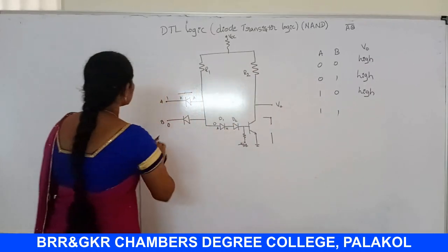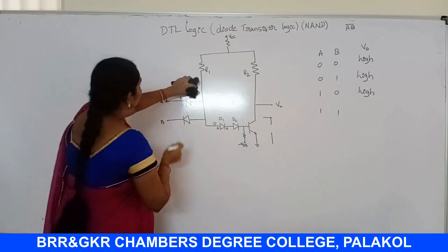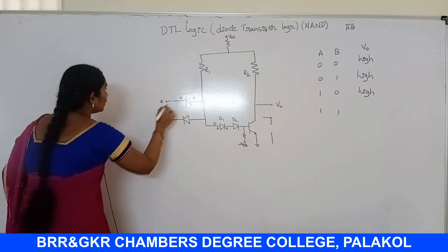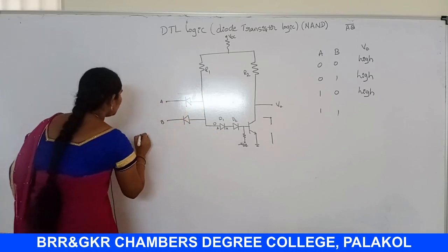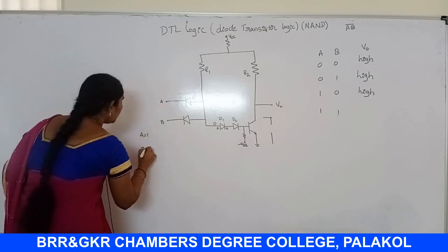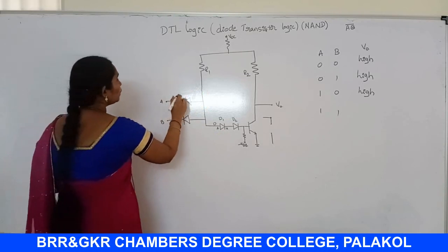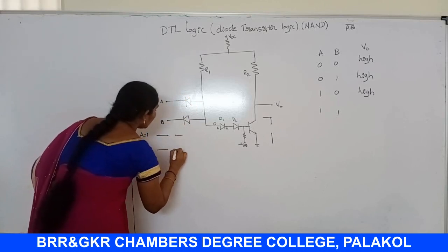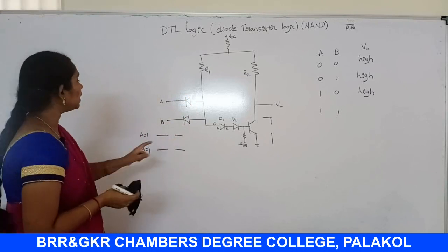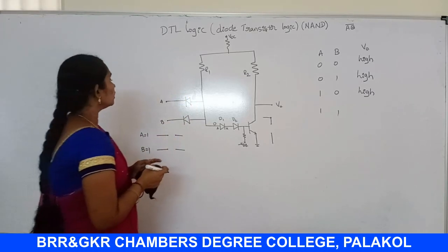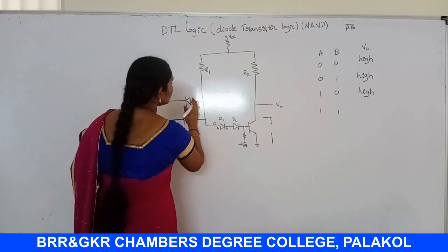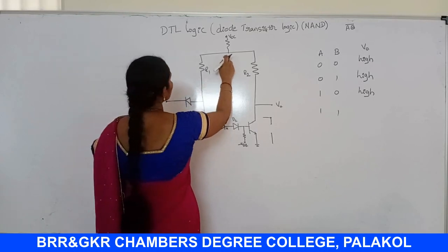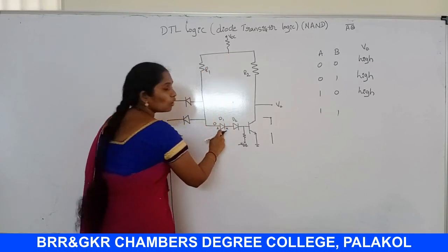Now we consider the 1-1 condition. That means we are applying 1 to A and 1 to B also. When we apply 1, the input diodes are completely open circuited. That means there is no path for this voltage to travel through the diodes. Finally, whatever the supply voltage is, it comes to this diode.